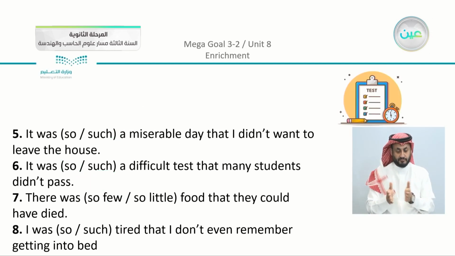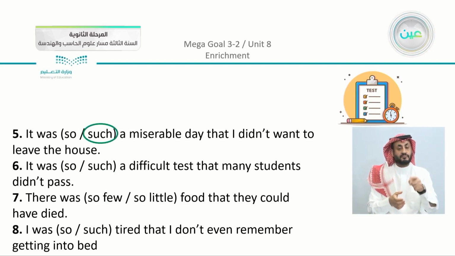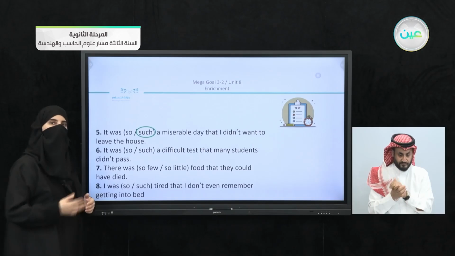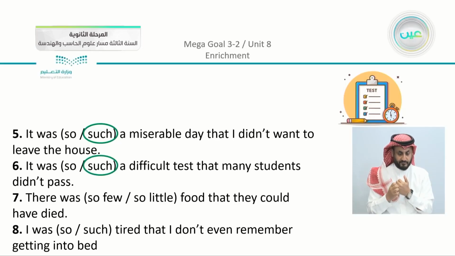Moving on, we have number 5. It was so or such a miserable day that I didn't want to leave the house. Do we say so a miserable day or such a miserable day? Correct. We have in number 6, it was so or such a difficult test that many students didn't pass. Do you say it was so a difficult test or such? And here you can see that the hint is if you have an article after the options, you can see that the article is connected to such.